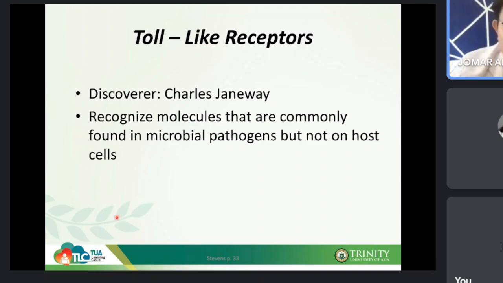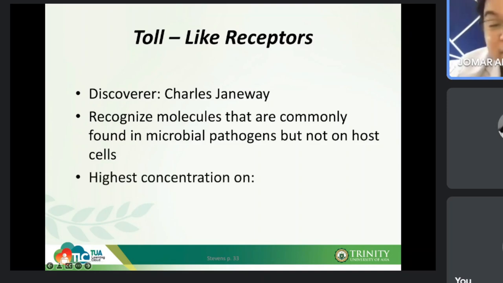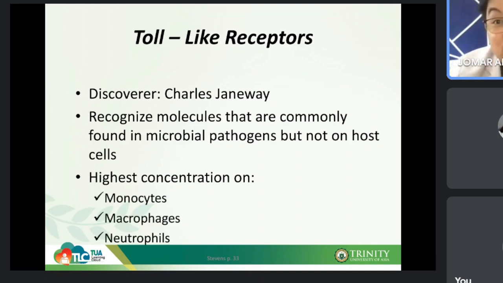Okay? Ayaw gumalaw ng aking PowerPoint. Wait lang. Your toll-like receptors, okay. Your toll-like receptors has high concentration among your phagocytes, which are your monocytes, your macrophage, and your neutrophils. Okay? Your monocyte, your macrophage, and your neutrophils. Of course, kasama din dyan, see? Then, dendritic cells.